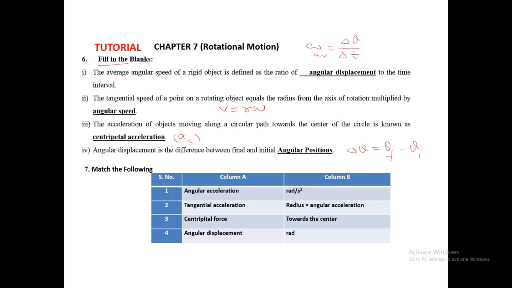Then match the column. Angular acceleration, this is the unit. Tangential acceleration was equal to r alpha. Centripetal force is acting towards the center always, and angular displacement unit is radian, the SI unit. Better you write SI.